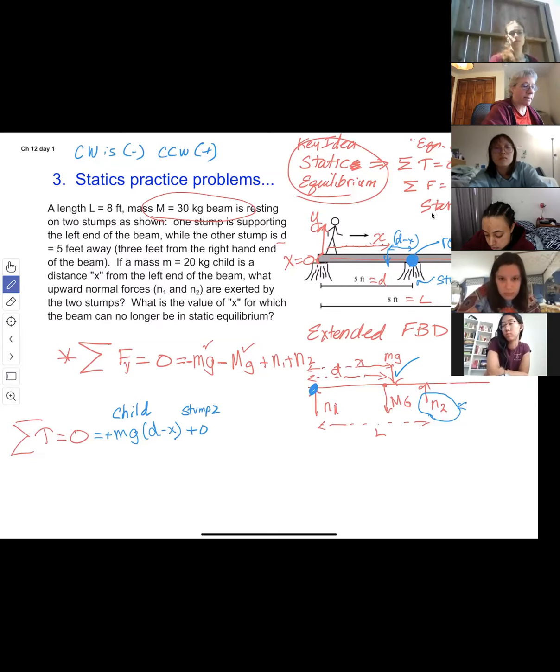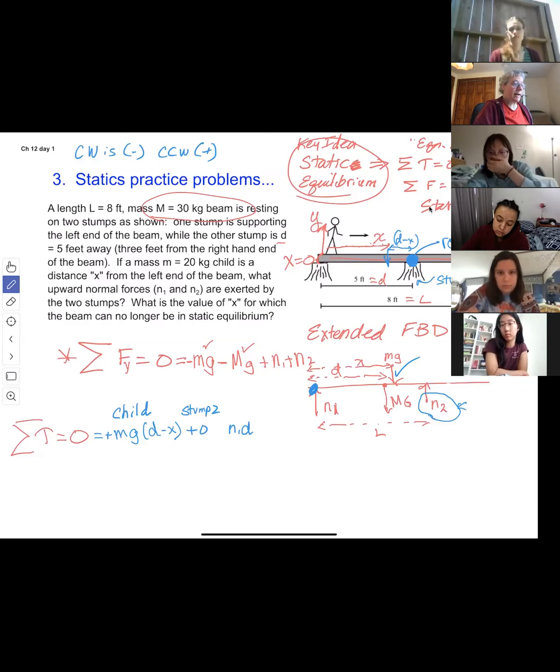Okay, so Catherine, now that you're on a roll, what about stump number 1? What would the torque caused by stump number 1 be? So if the rotation point is still at stump 2, then stump 1 should be N1 times D, because that's how far away it is from stump 2. Okay. Now, for the bonus, maybe I should go to another person. No, I'll stick with Catherine until we get this term done. Is that going to be a positive torque or a negative torque?